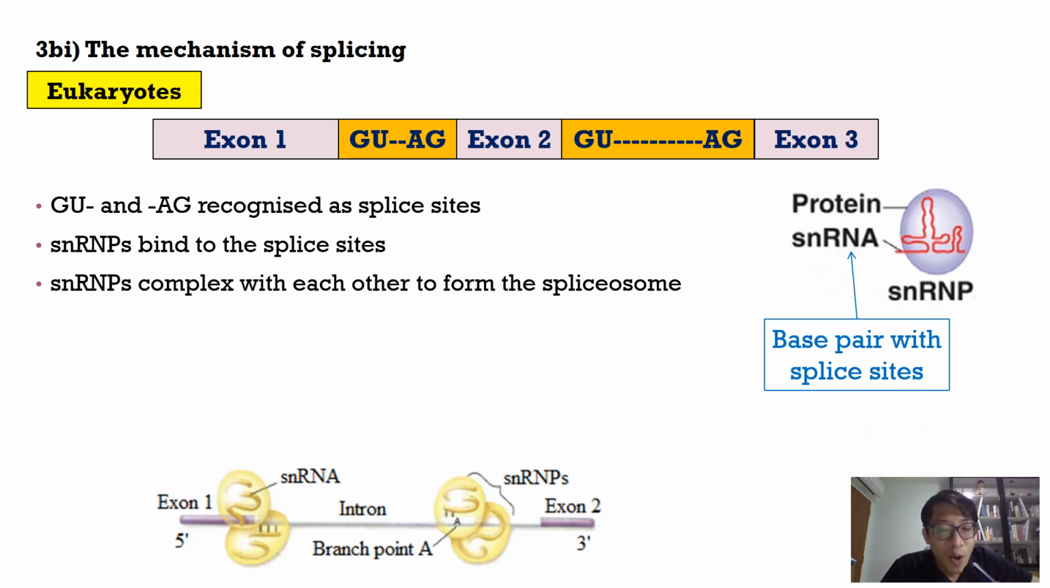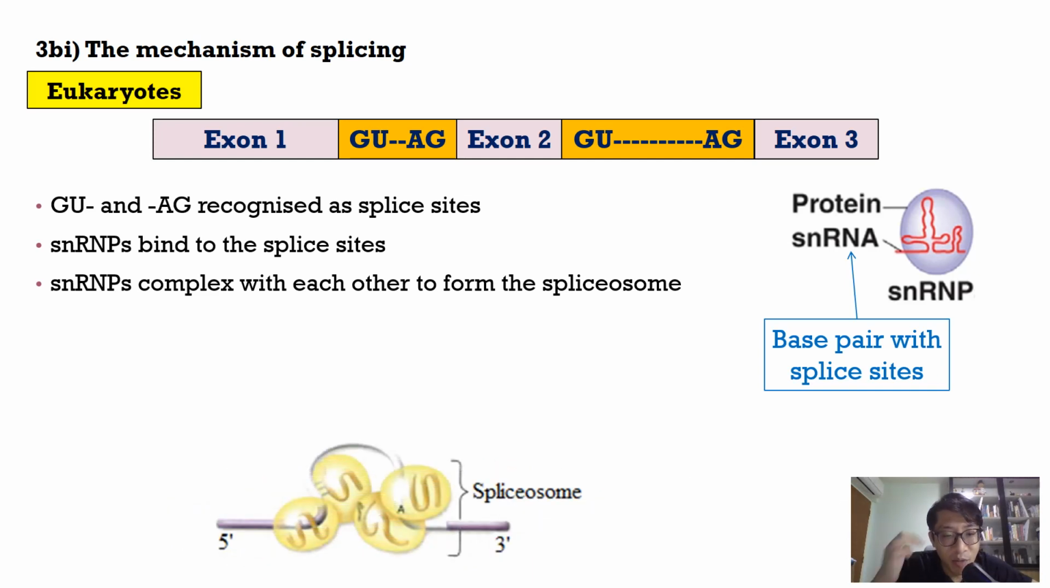Once they have bound to the splice sites, the different snRNPs would bind together. You can imagine they bind to the splice sites at the start of the intron and towards the end of the intron. As they come together and complex to form the spliceosome, you can imagine that the intron is bent, so that those at the start of the intron and those at the end of the intron can come together to form this spliceosome.